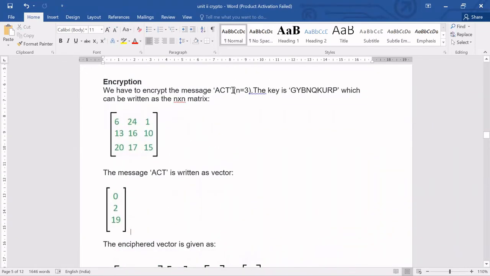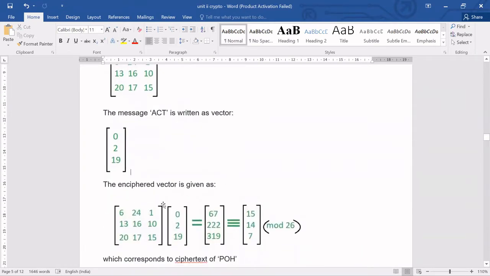So here, since it is only 3 characters, we have written like this. Multiply the key value with the corresponding message characters, you get the multiplied value and you have to take the mod. When you are multiplying here, it will be in this form. It says 6 into 0 plus 24 into 2 plus 1 into 19, that you will obtain as 67.